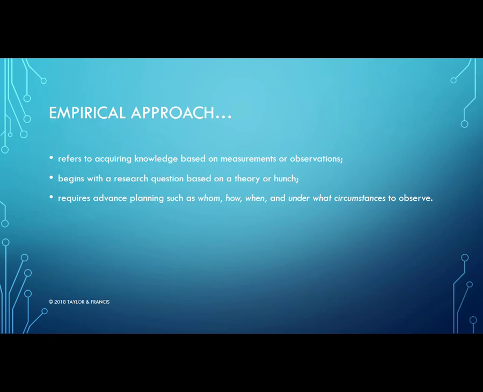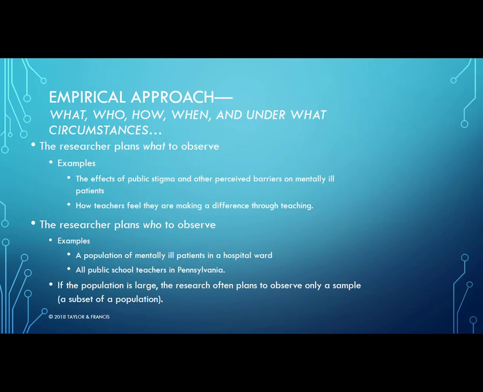So what does that plan look like? It's the empirical approach. The first step, the researcher plans what to observe. For example, the effects of public stigma and other perceived barriers on mentally ill patients. That's what they're going to study. Or how teachers feel they are making a difference through teaching. That's what else they might study.